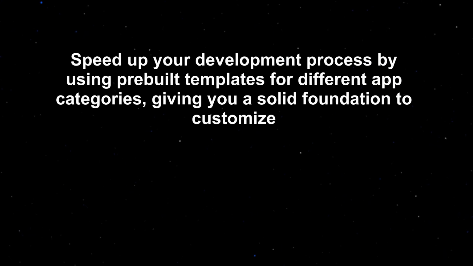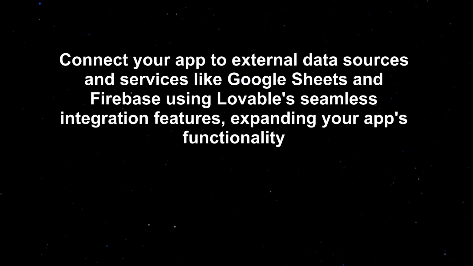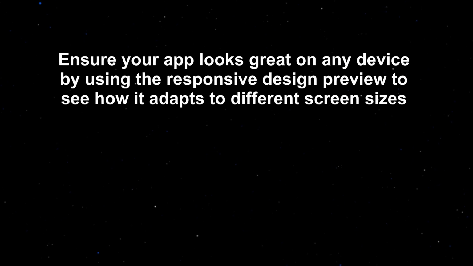Speed up your development process by using pre-built templates for different app categories, giving you a solid foundation to customize. Connect your app to external data sources and services like Google Sheets and Firebase using Lovable's seamless integration features, expanding your app's functionality.